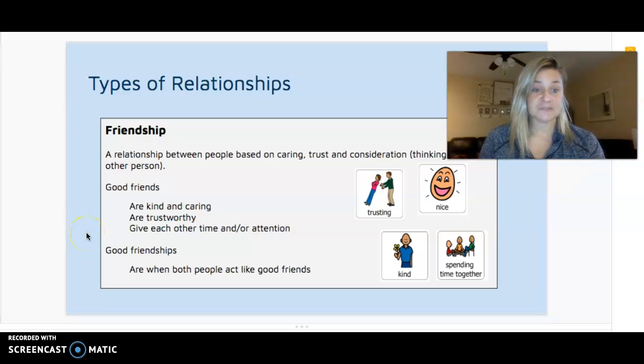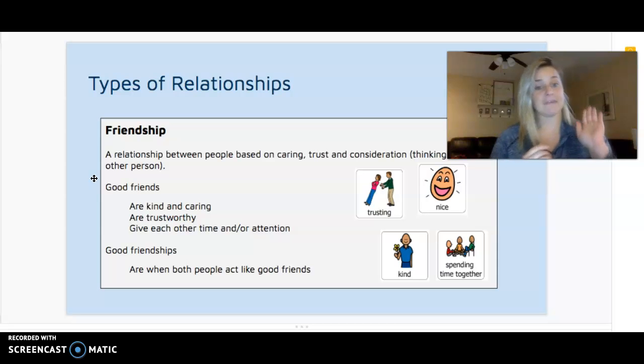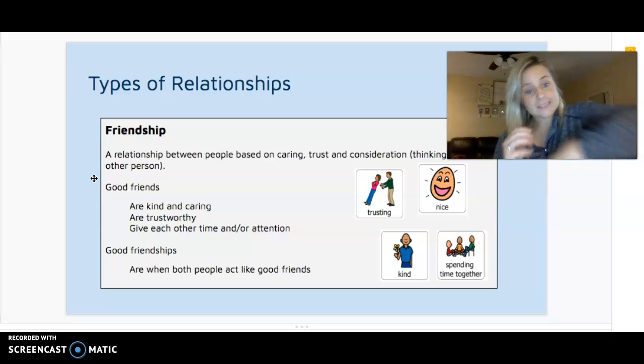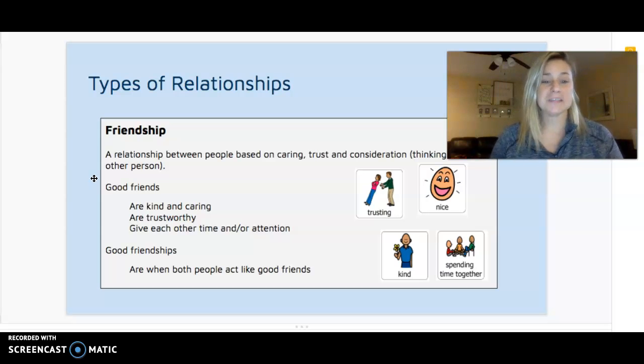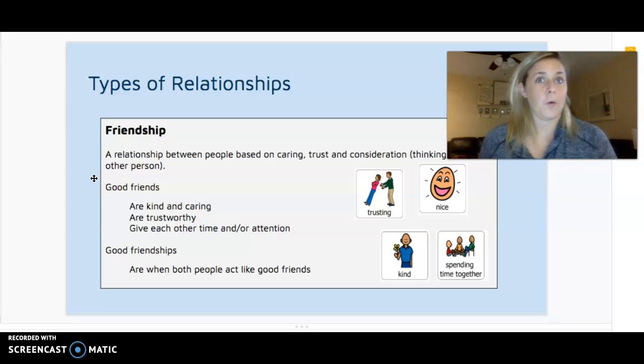Another type of relationship is friendship, a relationship between people based on caring, trust, and consideration. So consideration means you care for and you think about the other person. So remember, we talked about boundaries when we have friendships. These are people that we are high-fiving or fist bumping or giving a side hug to. But these aren't people that we're kissing or living in the same house with, or having lots of touching. These are just people that you're hanging out with a lot.